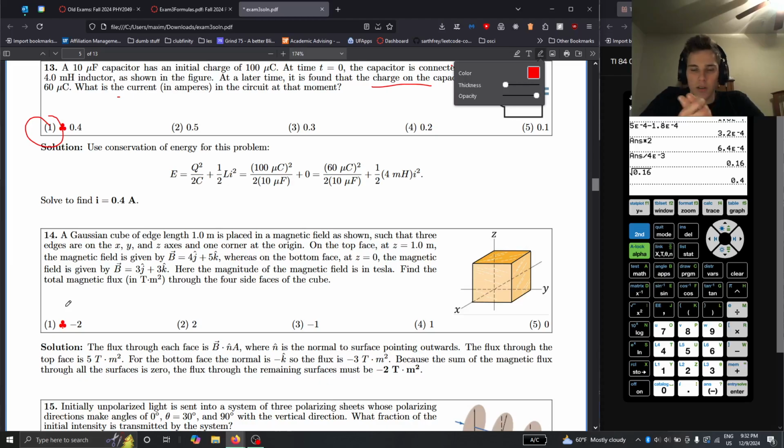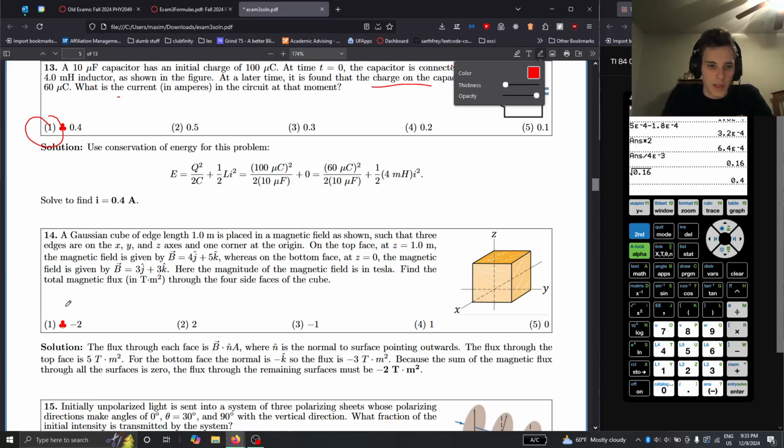Gaussian cube, something similar was on the last exam. On the top face here, the magnetic field is given by B equals 4J plus 5K, and on the bottom it is given by that. Find the magnetic flux on the other 4 faces. First thing to note, magnetic flux is going to be net 0 on the thing as a whole, right? So what to realize there is that we'll find how much, based on the top and bottom faces, is coming net in or out, and then the sides will have to offset that. So let's try and do that.